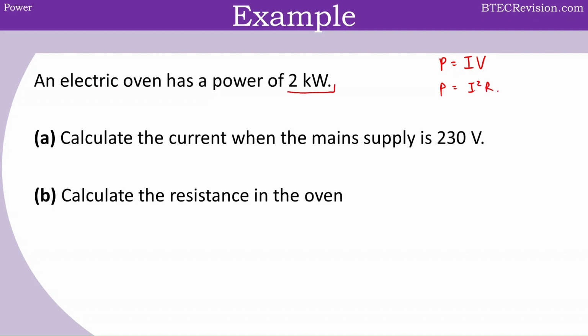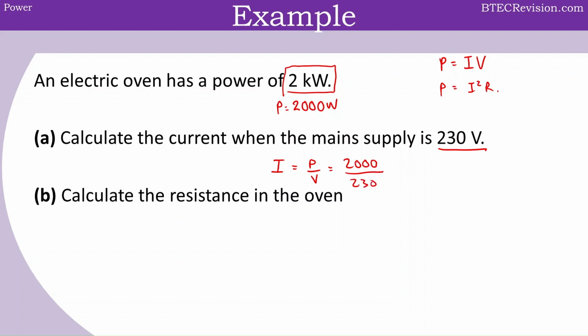For this case, we have power, but it's in the wrong form. We want to get rid of the prefix there. So that's 2. K stands for 1,000, so that's 2,000 watts. Power equals 2,000. And we have the voltage. All we need to do is rearrange the equation: I is equal to power divided by volts. Power is 2,000 and voltage is 230.